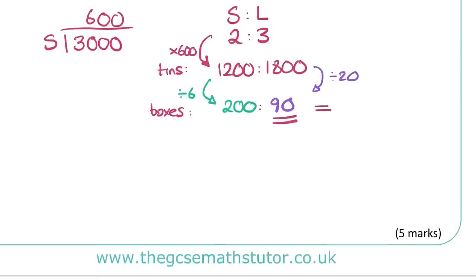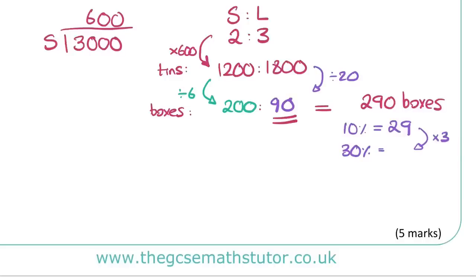Let's work that out. So over here we have 290 boxes. Now 10% of that, let's just match it all up, 10% would be 29. We want 30% to make this comparison, so we want to multiply this by 3. 3 times 9 is 27, 3 times 20 is 60, so that comes out as 87. And that gives us a good indicator that we're doing the right thing, because we're very, very close to 90 there.